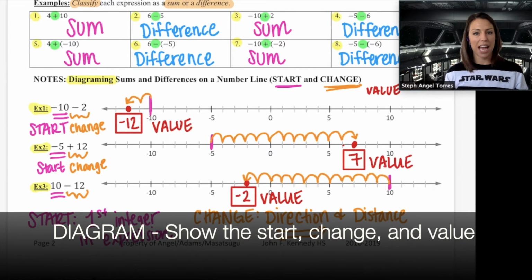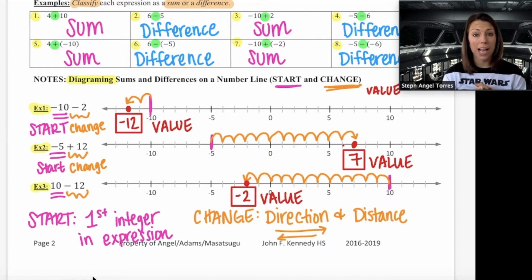So that's called diagramming. So again, you have to show where you started, the direction that you're going and how far, in other words, the change, and where do you end up? What's the value of this expression? So let's go ahead and have you try some of these on your own.